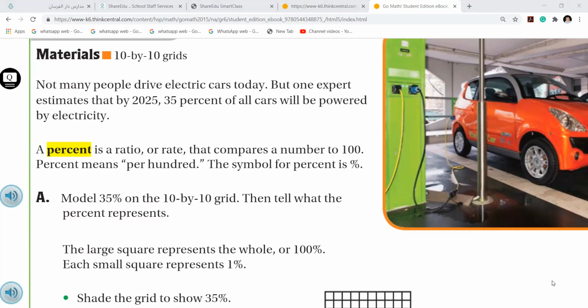Okay. What is a percent? Percent is a ratio or rate that compares a number to 100. We are always comparing to 100. It's very easy, girls. If you got 75 out of 100, that means you got 75%. When it is out of 100, it's very simple for you to say. Like for example, you got 80 out of 100 or 85 out of 100, it's very easy to say that you got 80%.